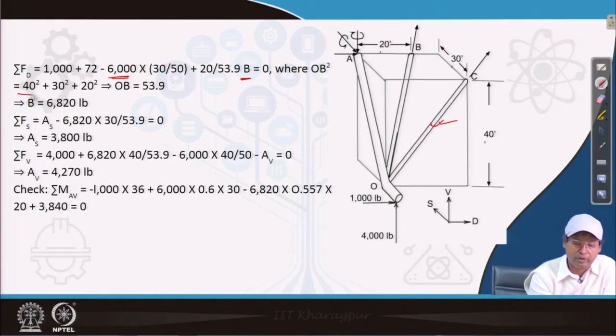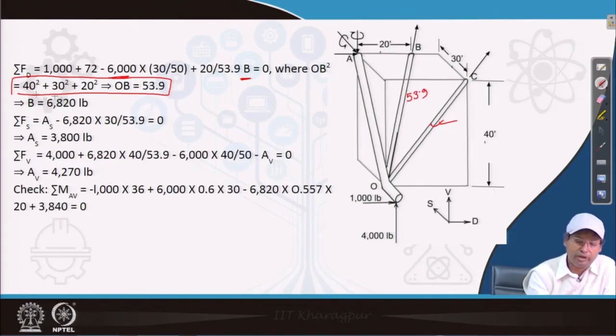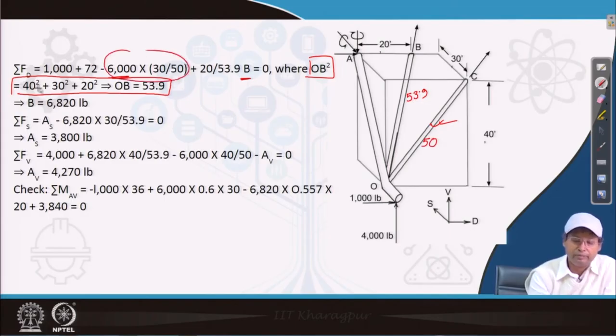But this 53.9, where from does it come? It comes from this simple calculation. The length, this is 53.9, where OB square equals this, it is a continuation, and that helps us to make a component in this direction, the horizontal direction. So that is the reason this is the 20 and this is the length, and that gives us the component in the drag direction. The other component is this is 30 and this is the 50 length, that gives us the component here, and 1072, this 72 is already known, and 1000 is acting here. So as a result we get the force B.